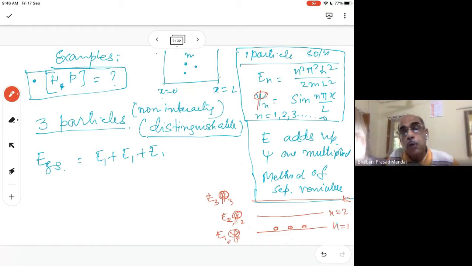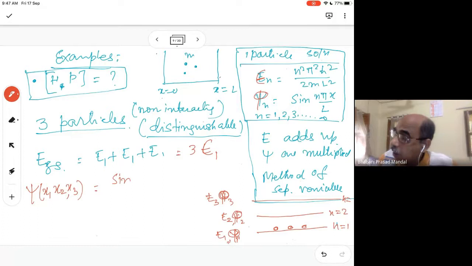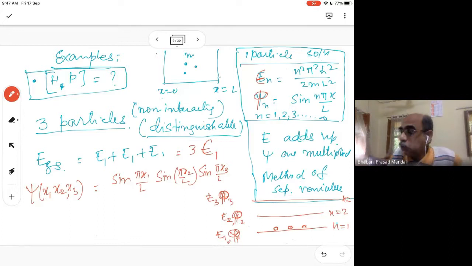So my minimum energy will be 3, and also let us write epsilon, so my minimum energy will be 3 epsilon 1. Okay. So E ground state of three particles will be like this. And the wave function, now I'm writing psi 3 wave function. So three particles will be x1, x2 and x3. Let me multiply: the first wave function will be sine, n is 1, so sine pi x1 by L for the first particle, then sine pi x2 by L for the second particle, then sine pi x3 by L for the third particle. So this will be my ground state energy and wave function of three particles.